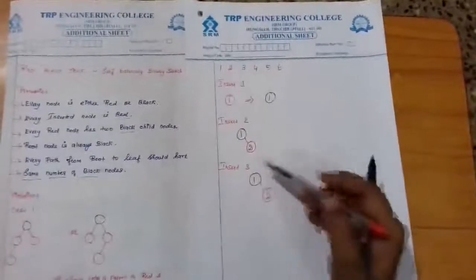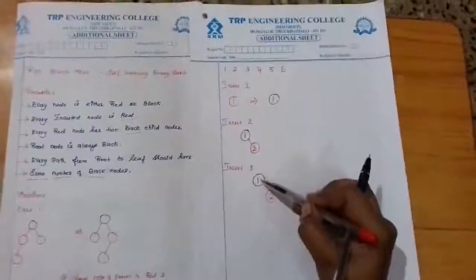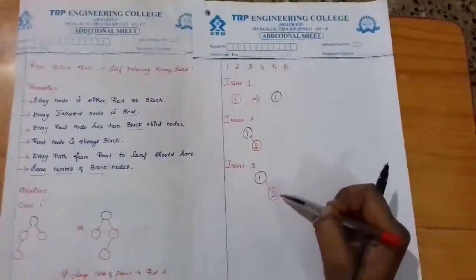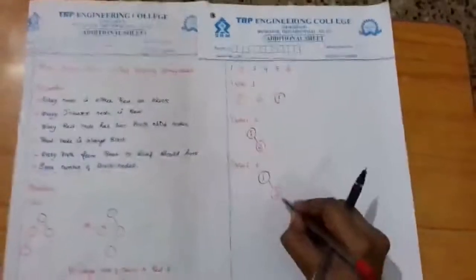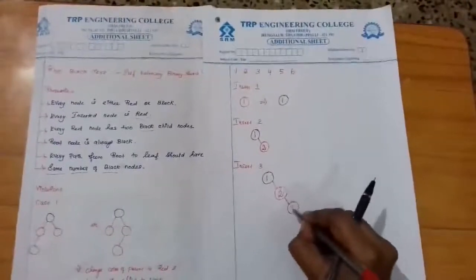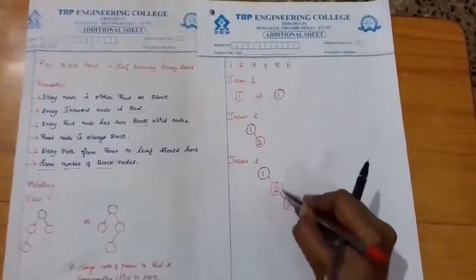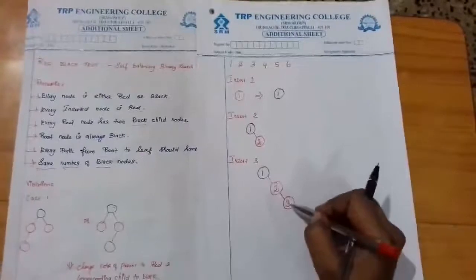So we need to check the value 3 with the root node. So 3 is greater than the root node, so it follows the right subtree. Again we encounter a node, that is 2. 3 is greater than 2. Again we follow the right subtree. I am going to insert 3 as the right of 2. So now the property is violated. So we get a red on red relationship while inserting 3.